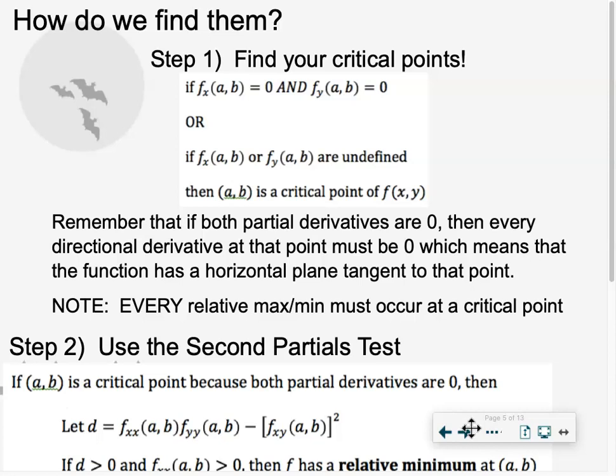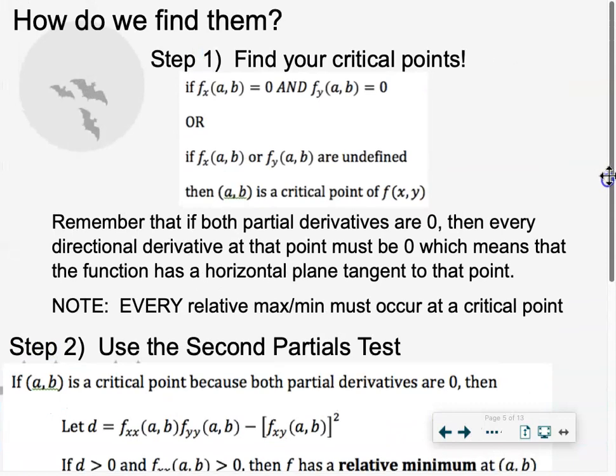So what happens if your first partials are both 0? You end up with a horizontal tangent plane, because all your directional derivatives are based on your first partials, so you end up with directional derivatives that are all 0. So you have a horizontal tangent plane, which means you're at the top or at the bottom of something, unless you're at a saddle point. Every max and min that we do for today, all of our local maxes and mins, are going to occur at a critical point.